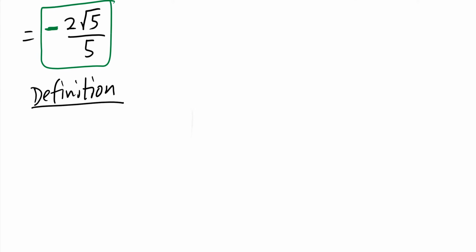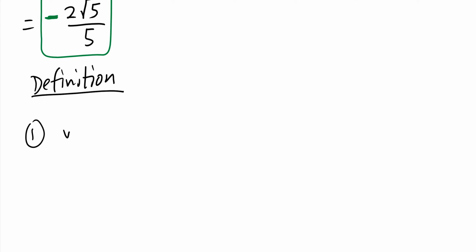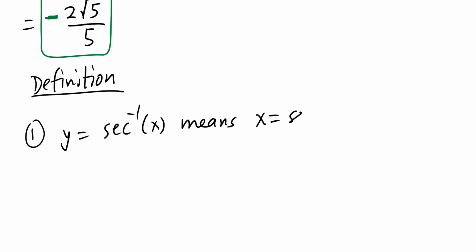Let's list them under definitions. The first one, y equals secant inverse of x. This means, as we did before in the other functions, x equals secant y. And what are the conditions on x and y for this one? X must be from 1 on, if you remember how the graph of secant inverse looks like, or at least secant. It was above from 1 on and negative 1 down.